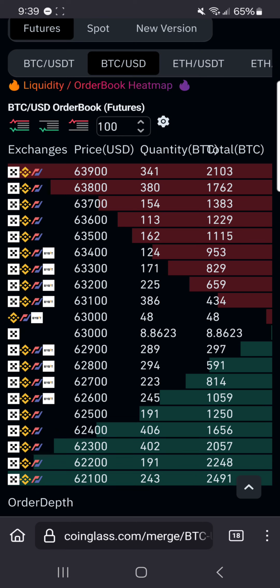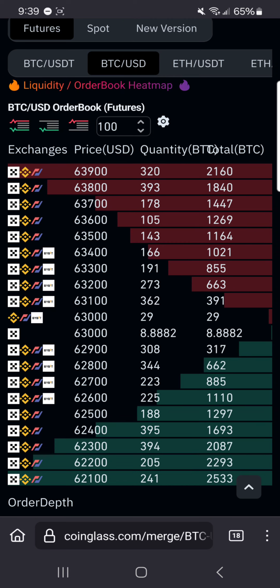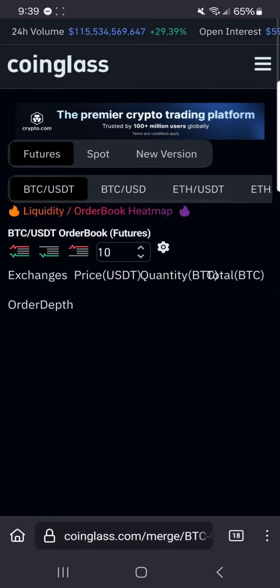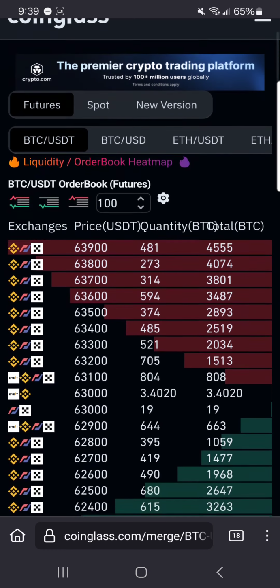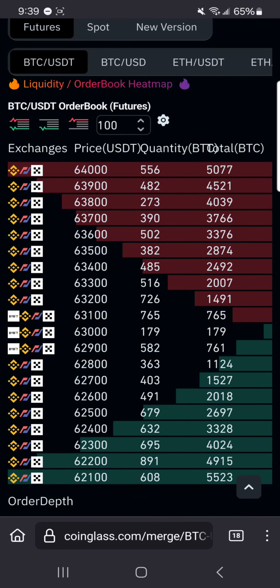So here on BTC USD, it kind of shows the same as what we were looking at on the spot, that the buys are slightly outweighing the sells. Let's see what USDT Bitcoin looks like. And let's go to 100. So about even, with the buys slightly outweighing the sells. So it's not really saying a lot there.